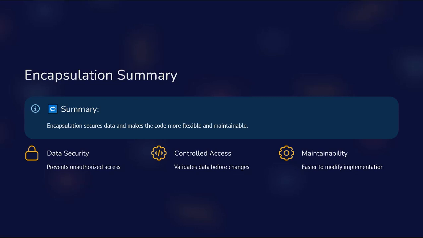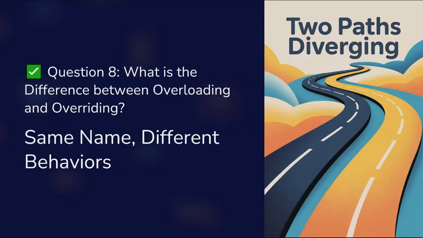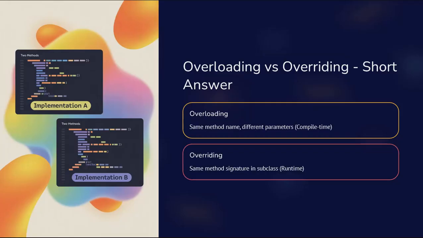For data security, it prevents unauthorized access, controls access, and validates data before changes; for maintainability, it makes it easier to modify the implementation. So our next question is, what is the difference between overloading and overriding? Same name, different behaviors, right? For overloading, you can give the short answer: same method name, different parameters in a single class. And overriding: same method signature in a subclass, at runtime.